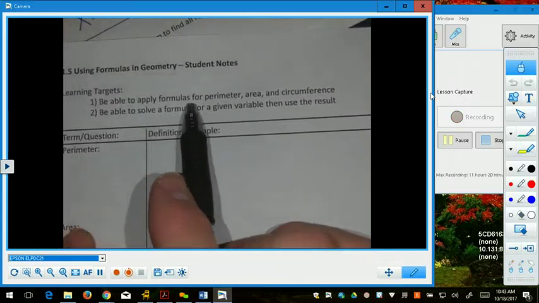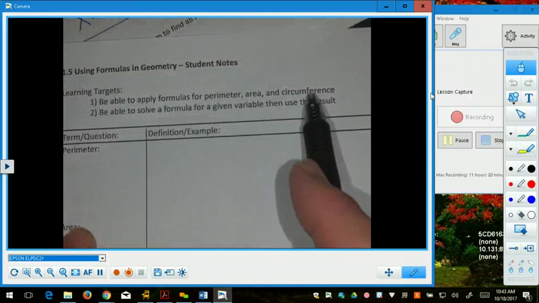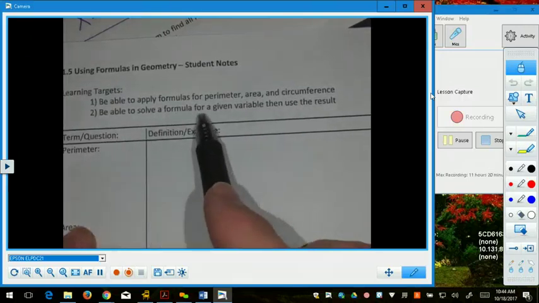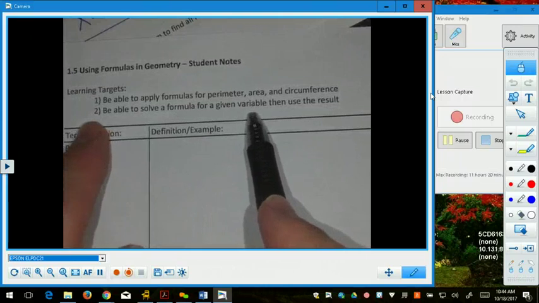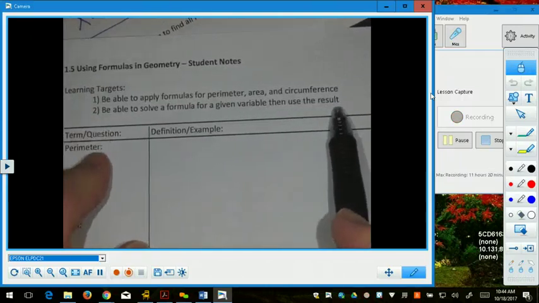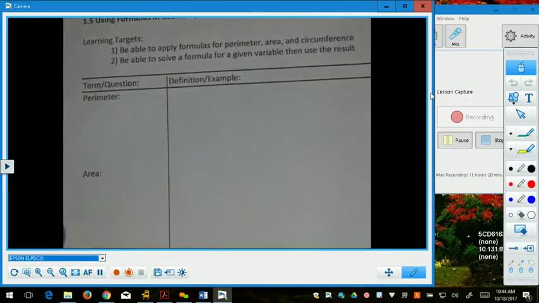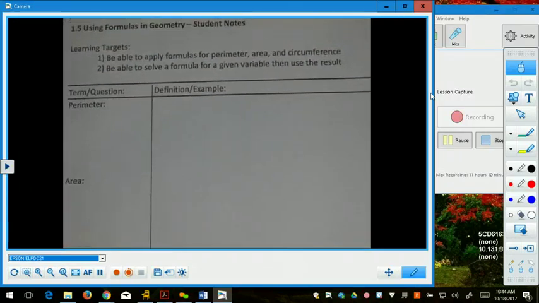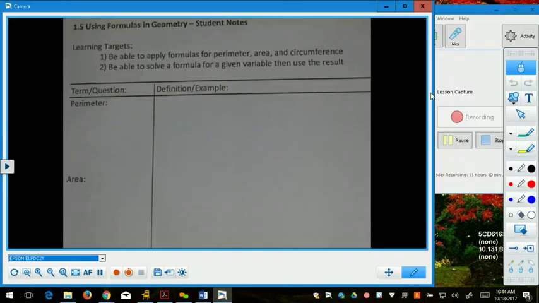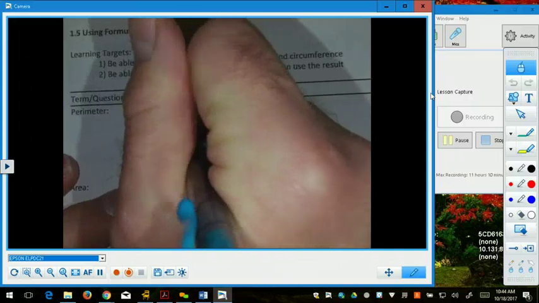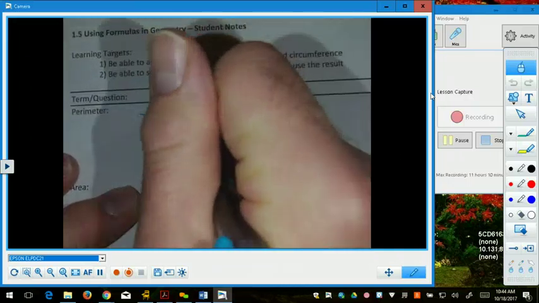We need to be able to apply formulas for perimeter, area, and circumference, both for numerical values and for variable expressions. We need to be able to solve a formula for a given variable, which we've done earlier, but now we'll have other formulas, and use the result to solve a problem. Who can give me a definition of perimeter? What about the outside? The measure, the distance around an object. Distance around an object.